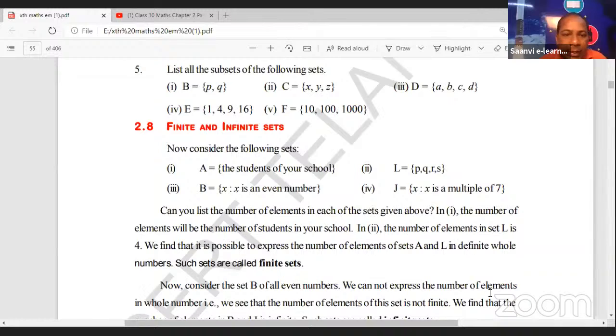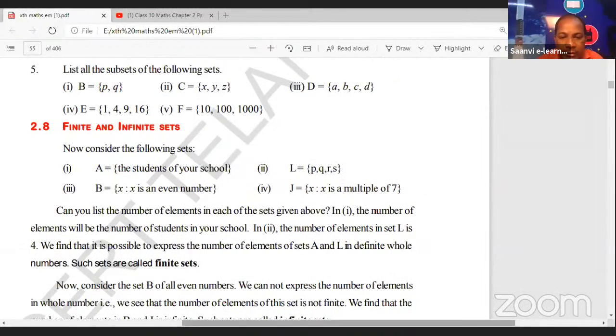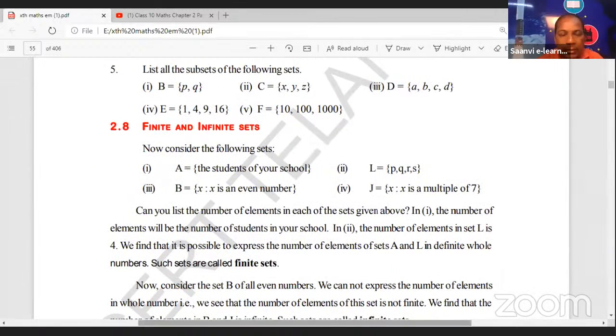See, the next one is finite and infinite sets. So what are finite and infinite sets? Finite set is nothing but, see, the meaning is in the name only. Finite means less, isn't it? So in a set, if there are a finite number of elements, then it is called a finite set. If there are an infinite number of elements, then it is called an infinite set.